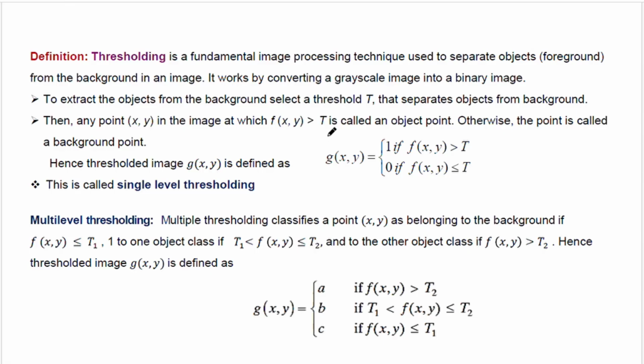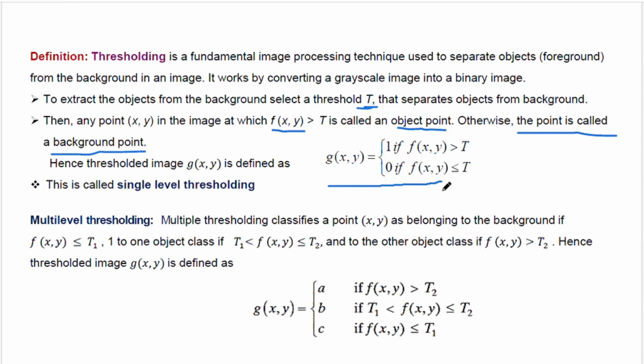Now consider a pixel at which f of x comma y is greater than T. What is f of x comma y? Intensity. And you have already chosen a threshold T. So now the pixel intensity, f of x comma y, is greater than this threshold. The threshold is also an intensity value. Then that pixel is considered an object point. Means if the pixel intensity is greater than the threshold, it will be considered an object point. Otherwise, the point is called a background point.